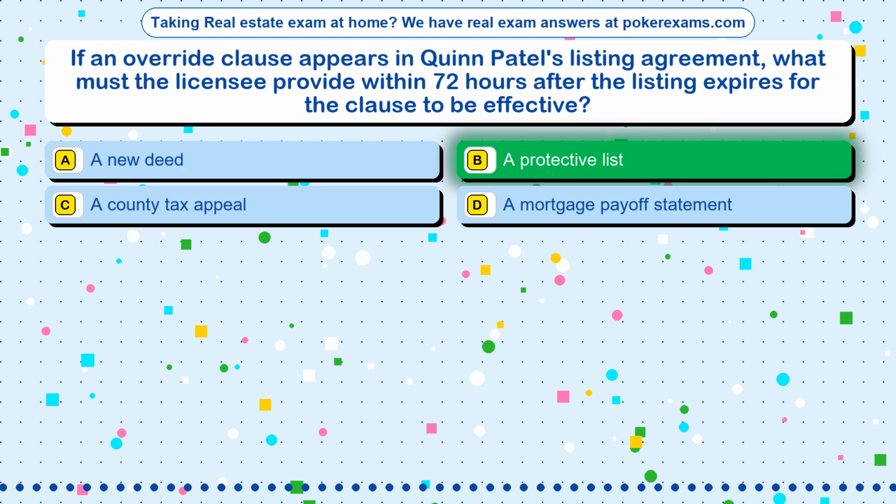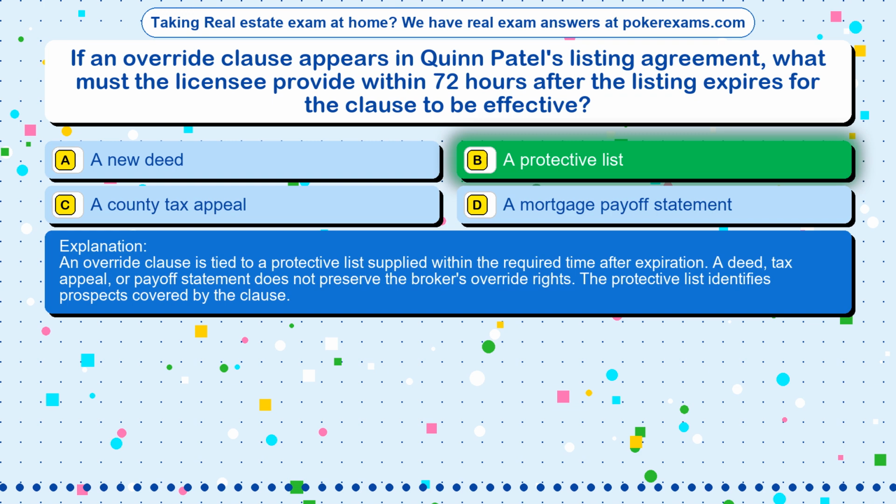The correct answer is option B, a protective list. An override clause is tied to a protective list supplied within the required time after expiration. A deed, tax appeal, or payoff statement does not preserve the broker's override rights. The protective list identifies prospects covered by the clause.